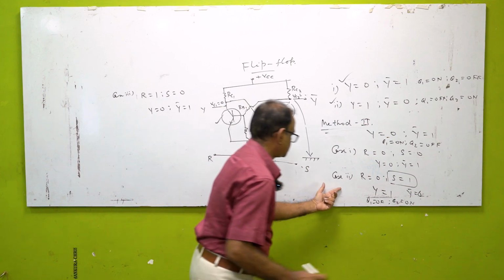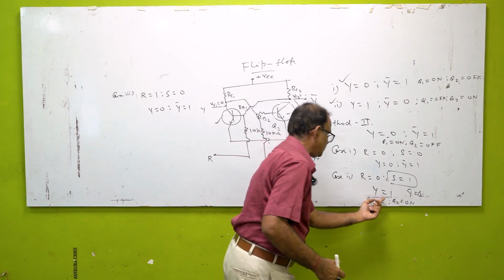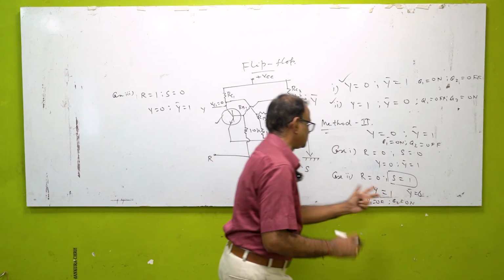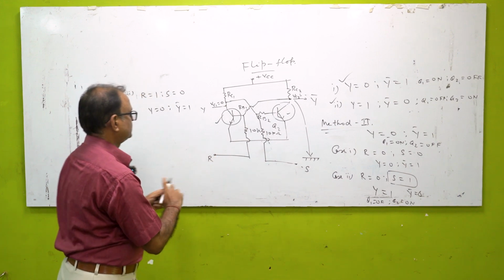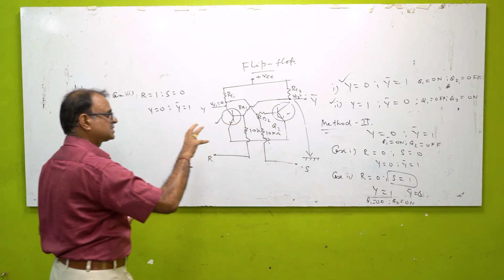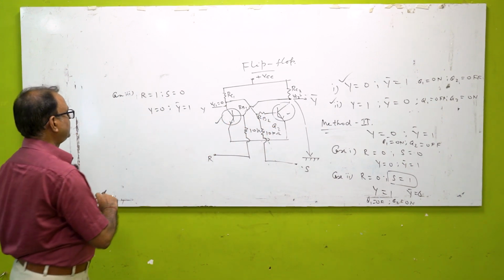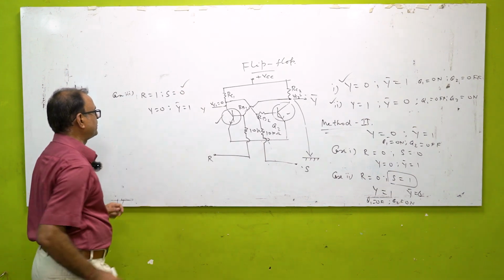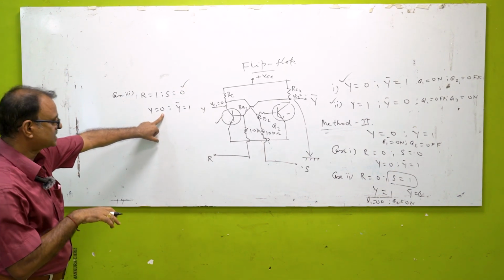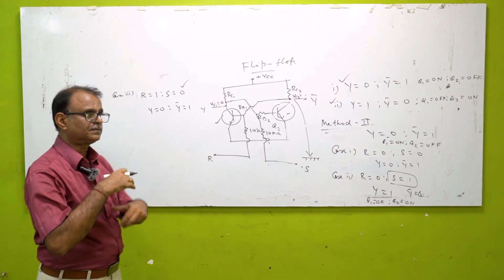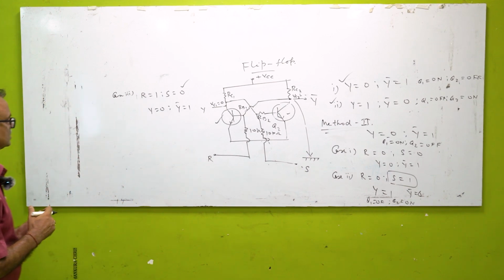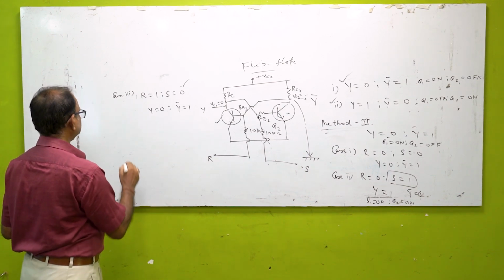Let me get back to case 2: when Y becomes equal to 1 with S equal to 1, this is called setting the flip-flop. So S is equal to 1 means it is going to set the flip-flop. And when Y becomes equal to 0 under case number 3, it is a case of resetting the flip-flop. So the flip-flop gets reset.